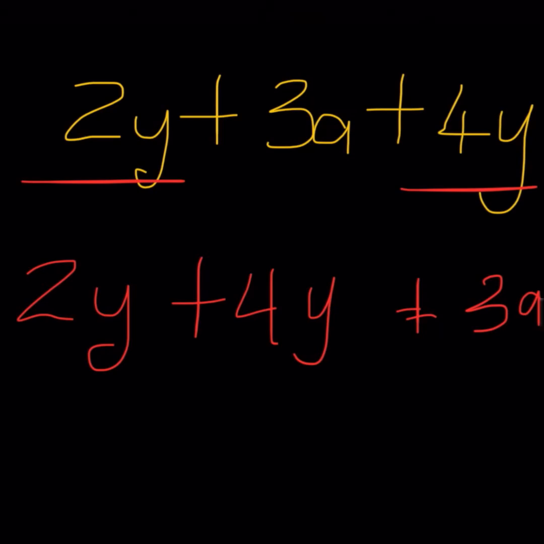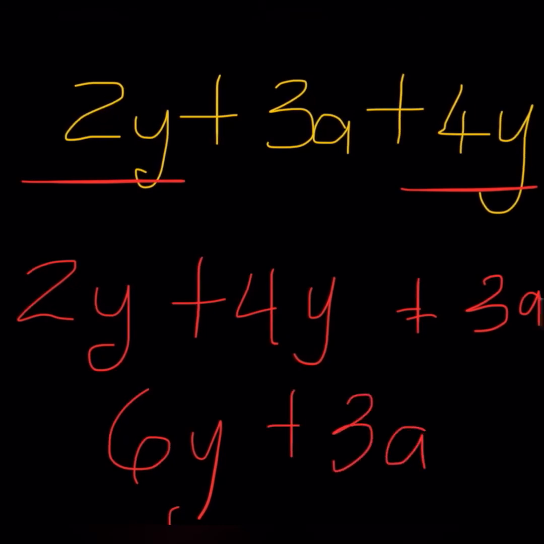Now let's add the like terms. So 2y plus 4y gives us 6y. This is just like saying 2 apples plus 4 apples equals 6 apples, right? 2 bananas plus 4 bananas equals 6 bananas. So 2y plus 4y equals 6y. Then we have 3a, and we don't have anything to group 3a with, so we just have plus 3a. So to simplify this algebraic expression, we would end up with 6y plus 3a.